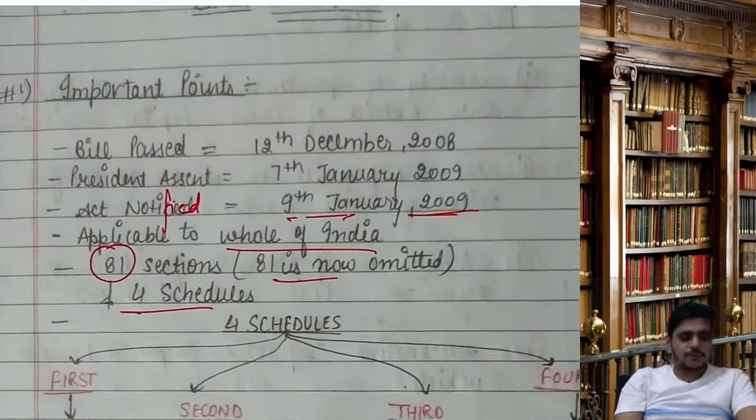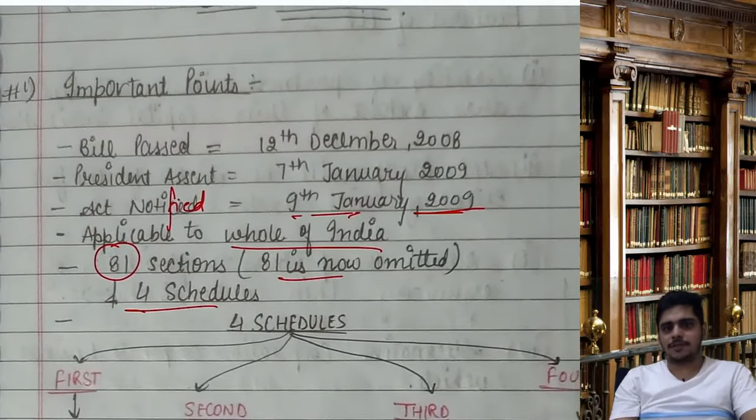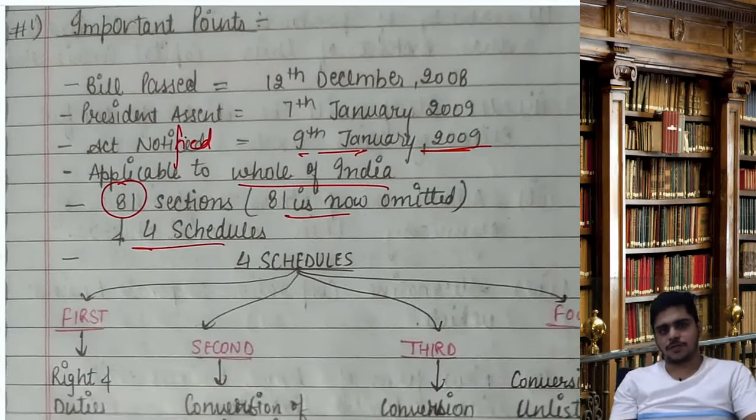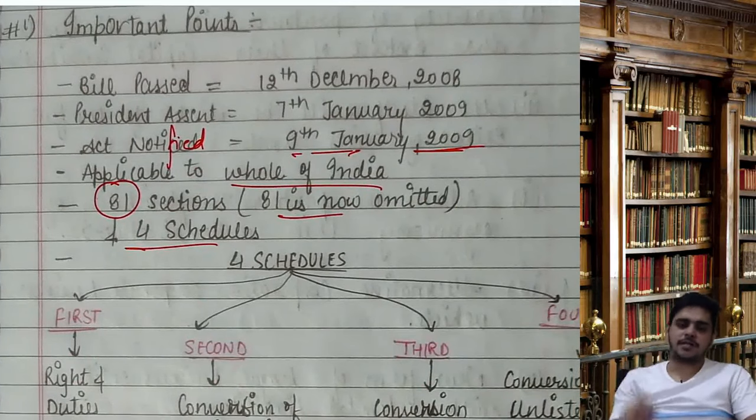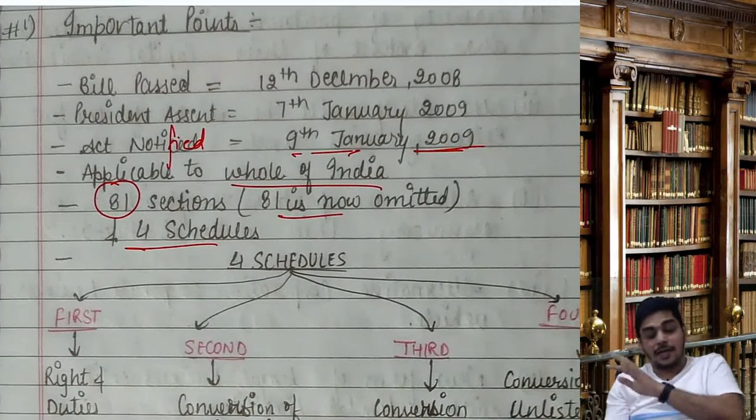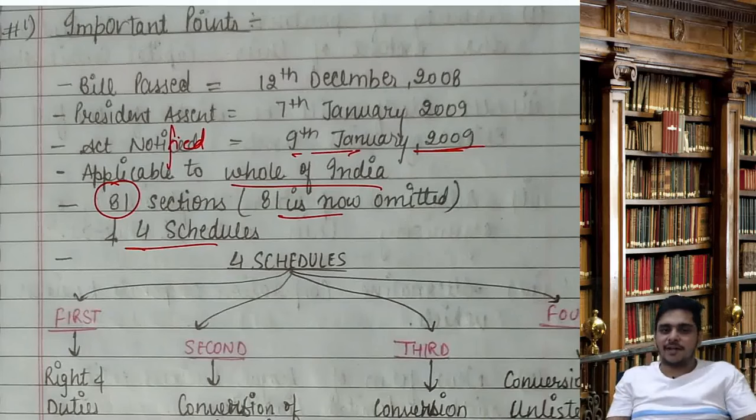So LLP, important points. The Bill was passed on 12th December 2008. Presidential assent came on 7th Jan 2009. The Act was notified on 9th Jan 2009. Applicable to the whole of India. How many sections are there? 81. Now, section 81 is omitted. And there are four schedules.